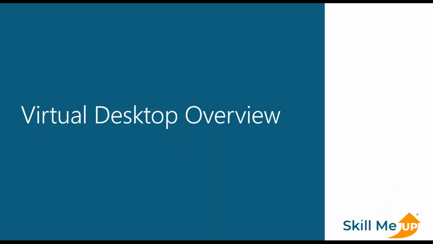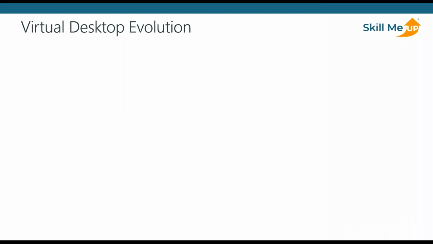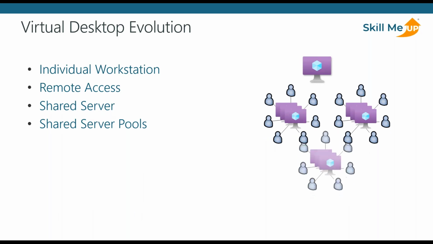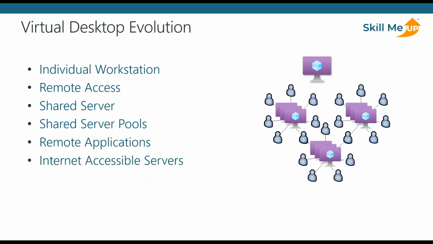Let's start with just a quick brief overview of what Virtual Desktop is, just to get everybody on the same page. So originally, with any environment, you just had the traditional individual workstation. That's what people would log in with, and then you brought in remote access, people logging into it. That evolved into shared servers, shared server pools, because we didn't have enough resources. And then they would do remote apps, which basically give you the appearance of running an application on a local machine, even though it was actually running on a centralized server. And then they would get to internet accessible servers, so people didn't have to initially go over VPN.